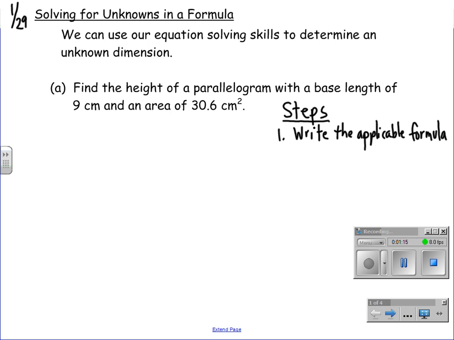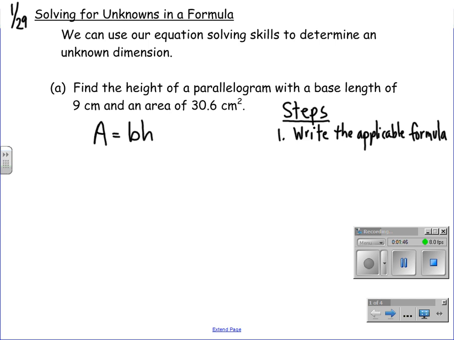So, having read this problem, problem A, what is the applicable formula that goes with it? What shape is it and what formula goes with it? It's a parallelogram. Good. Area equals base times height. Now, I know this is an easier one. Some of you can do this one. But every time I want you to write the formula, because for the more complicated ones, it will guide you.